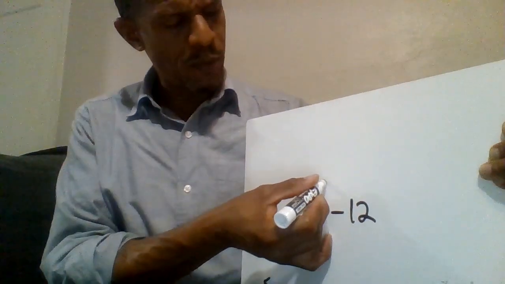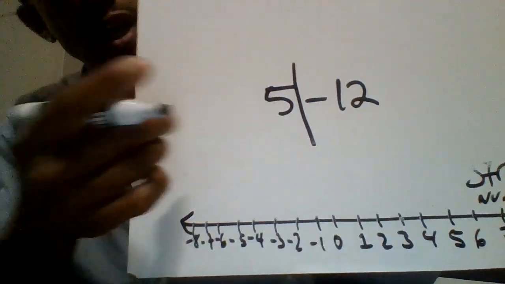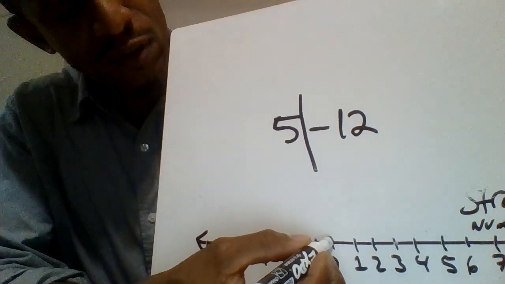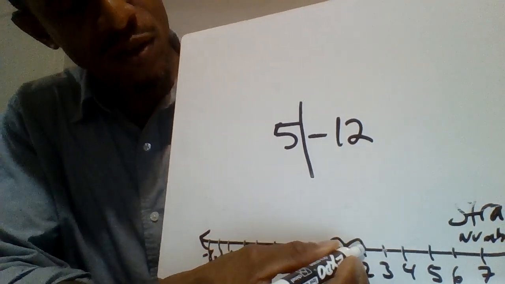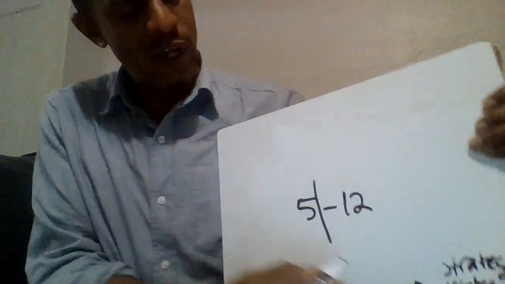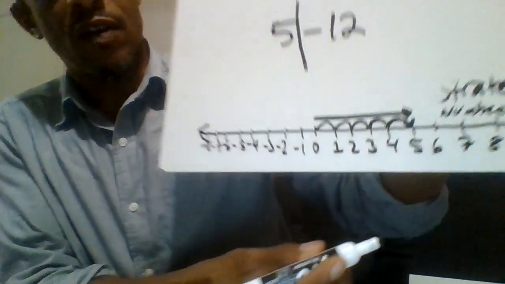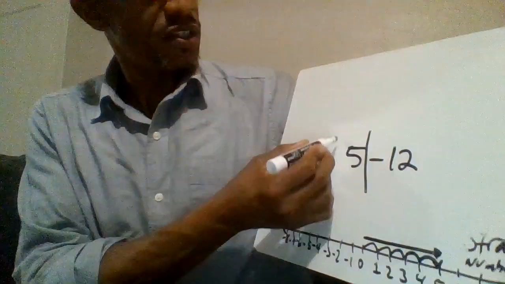And notice I put the separation line. So separation line, 5 minus 12. So what I could do is go to 5 here. So 0, 1, 2, 3, 4, 5. Everyone would agree I went 5. 0, 1, 2, 3, 4, 5. Well, that takes care of that.